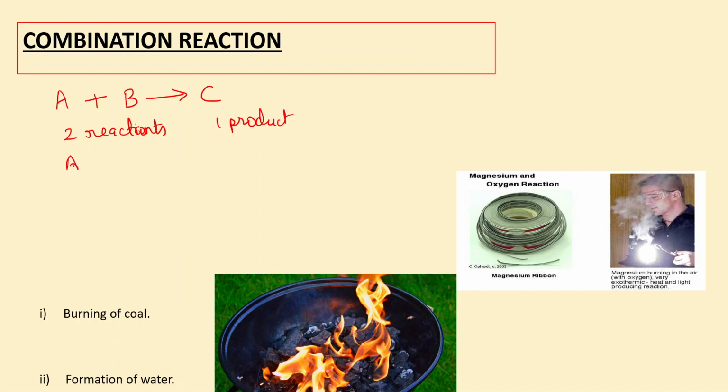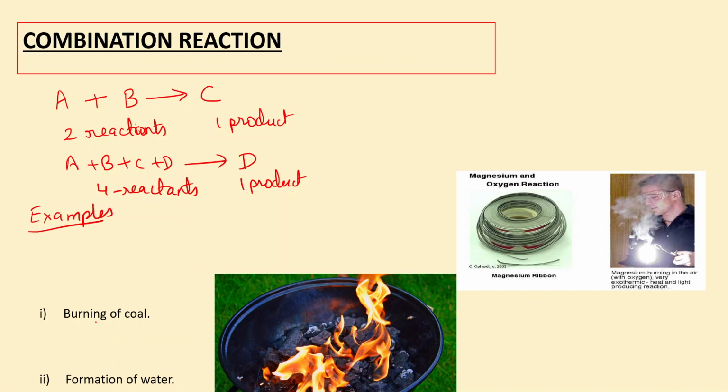There can be more reactants, A plus B plus C plus D. They combine to form a single product D. These are reactants, 4 reactants, 1 product. So whenever 2 or more reactants combine to form a single product, then it is known as a combination reaction. We can take up some examples from real life.